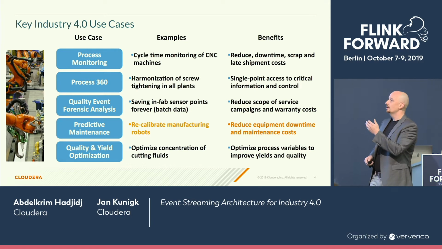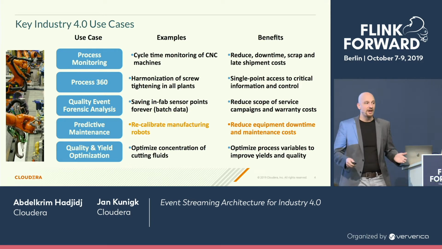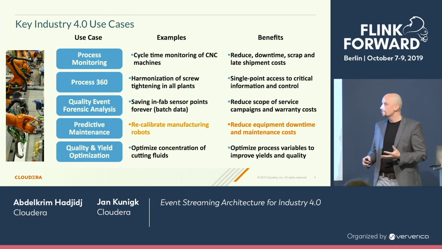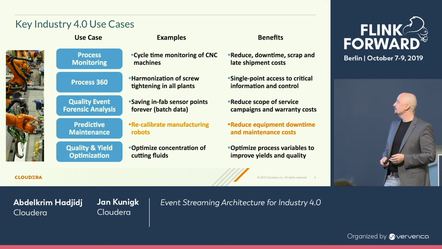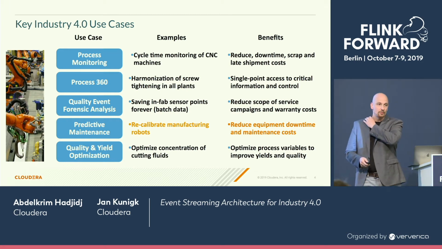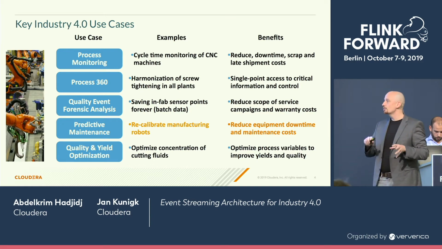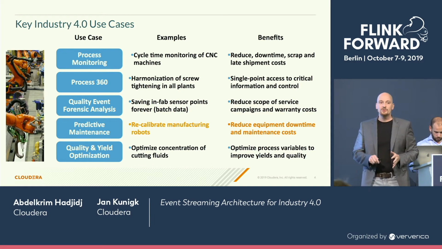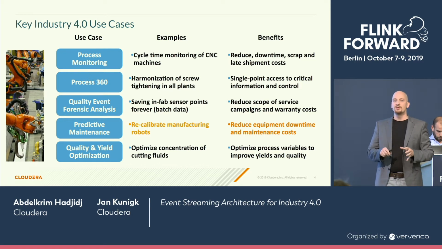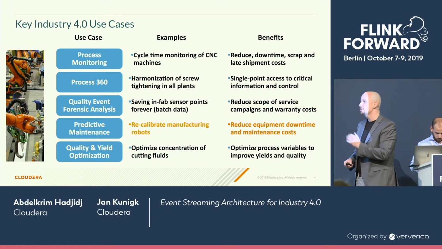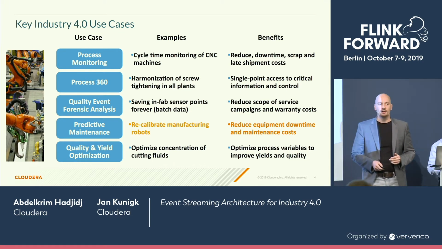Other things are like saving the in-fab sensor data forever and being able to do forensic analysis on it retrospectively, which is a lot of batch data. And it just reduces the scope of your service campaigns or the warranty costs if you have to do one of those campaigns. You just can run over all of the data and get to root cause analysis much quicker. One thing that we'll be talking about today is sort of recalibrate manufacturing robots, or at least have an approach of how to predict why something is going wrong in your manufacturing pipeline. There's the general quality yield optimization part, right?